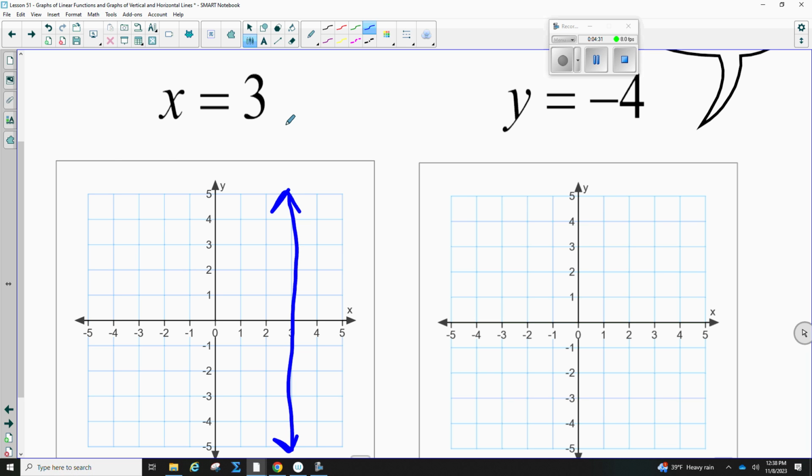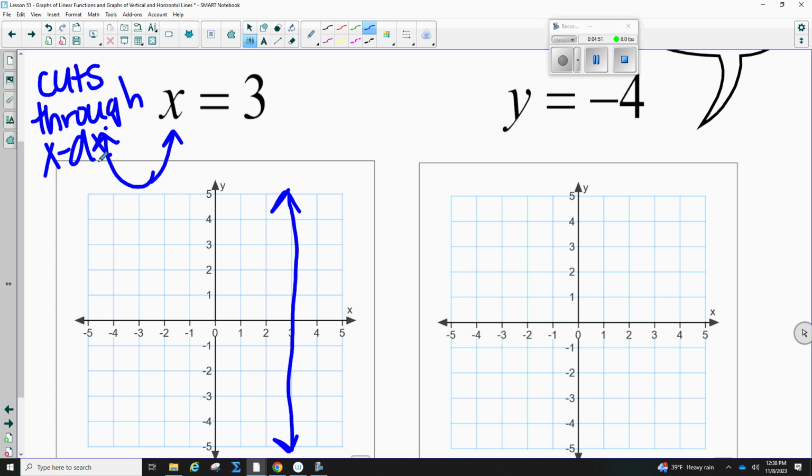Okay, so I would remind yourself, and you should probably write x equals 3 above your graph or next to your graph. Okay, and make a little note next to this x and write yourself a note that says cuts through x axis. Okay, it goes through the x axis. So this is also known as a vertical line. X graphs always go this way, all right?